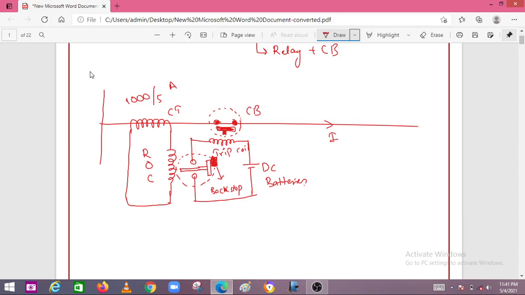Here, why is this CT placed? CT means current transformer. The CT is for measuring the current, or for metering purpose, as well as for measuring the current. For both cases CT is used. Measuring and metering are the same, and it is also used for protection or relaying purpose.